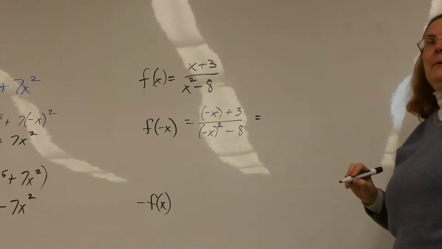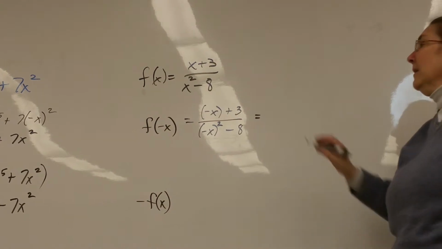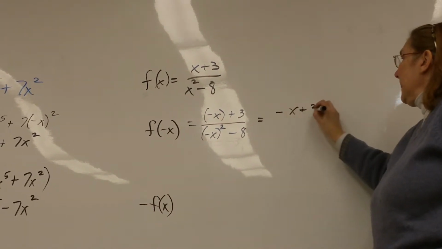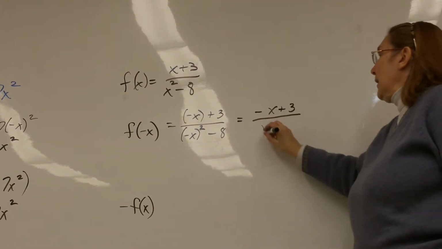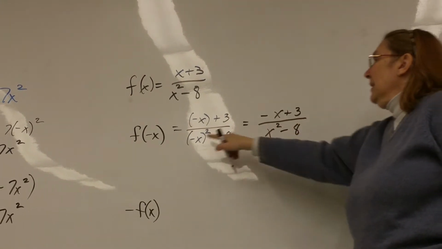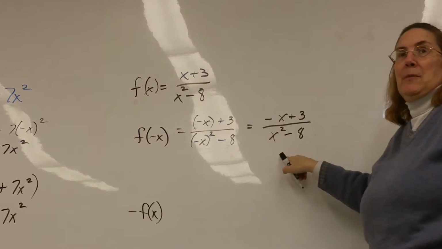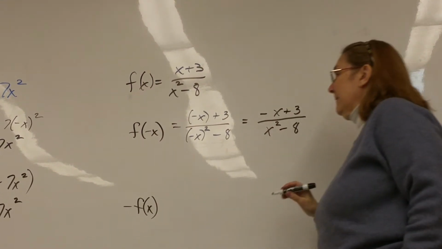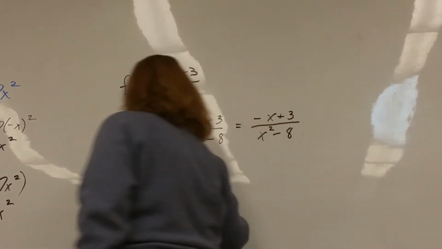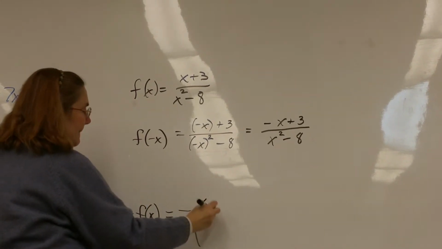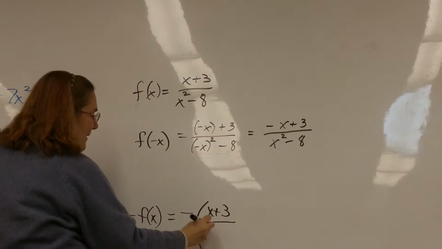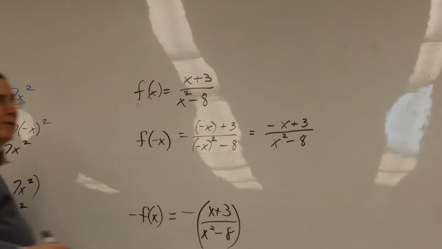What do we get in the top? Negative x plus 3. All right, what about the bottom? X squared minus 8. A negative number squared gives you the positive number back. Opposite of f of x. This is where students always mess up.